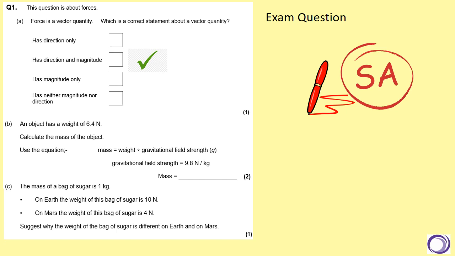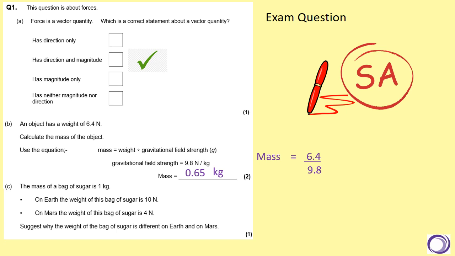Part B. They've kindly given you the version of equation which is easy to use. They've moved it for you, so mass equals weight divided by gravitational field strength. We just need to substitute numbers in and remember the unit here. So mass is 6.4 newtons divided by 9.8 newtons per kilogram, which gives us an answer of 0.65 for 1 mark, kilograms for the second mark.